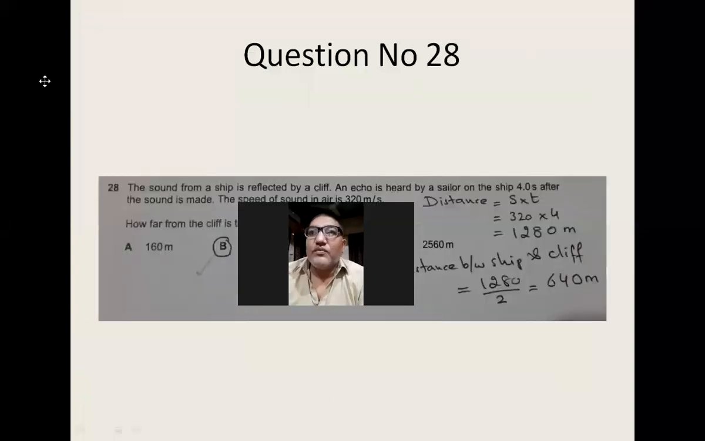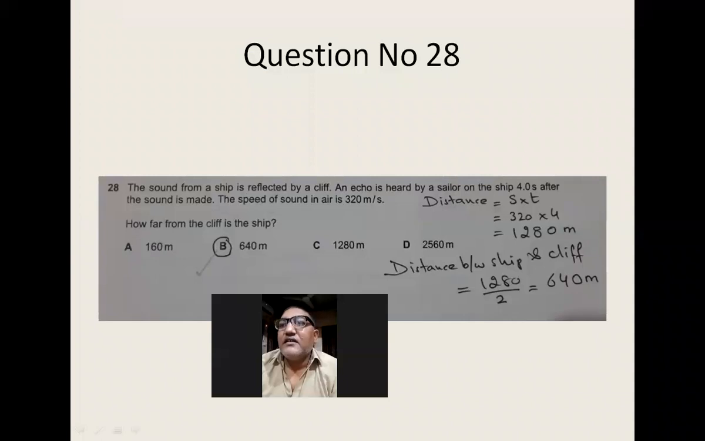Okay, so hopefully you can see this. The distance traveled by the sound wave is speed multiplied by time. The speed is 320 meters per second, and the time taken is 4 seconds. So just multiply them, you get 1,280 meters. That is the distance the sound covered in going to the cliff and then coming back.